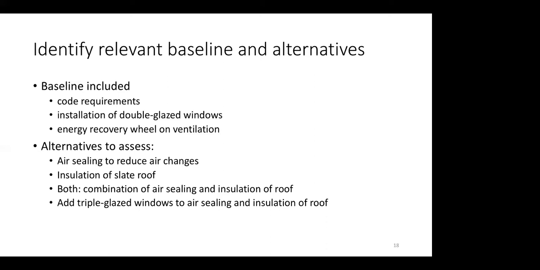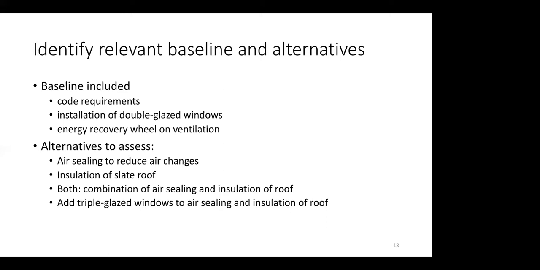And then we asked ourselves, should we do some incremental things? Should we do air sealing to reduce air changes per hour? Should we insulate the slate roof? We then analyzed those jointly to see if there were differences that weren't purely additive. And then finally, we looked at the question of whether we should upgrade the double glazed windows to triple glazed windows in addition to that air sealing and insulation. So those are the alternatives you're going to see us go through in the spreadsheet today.